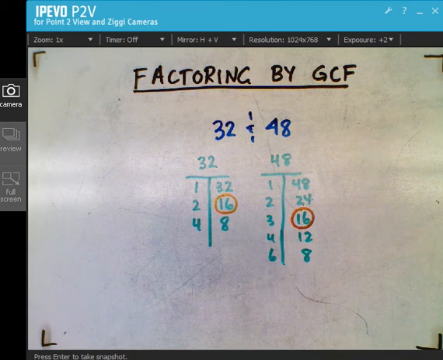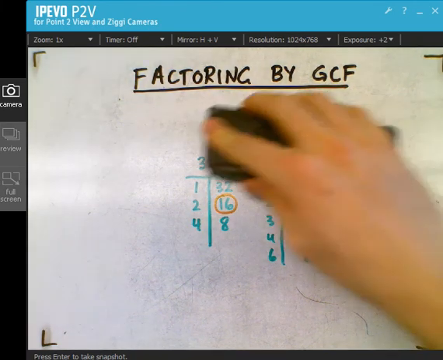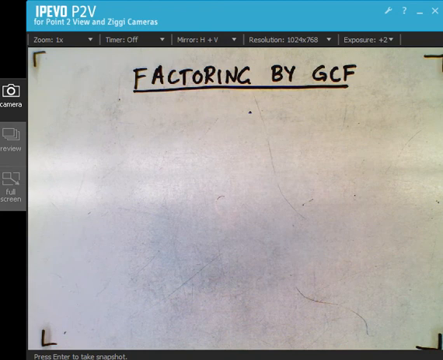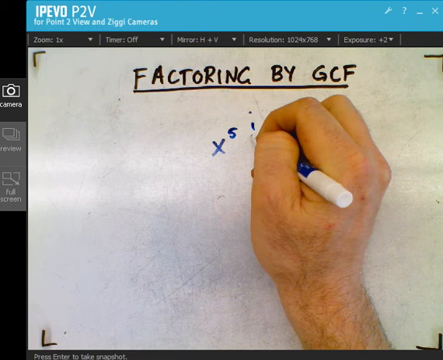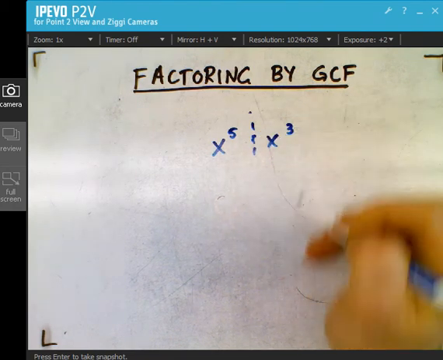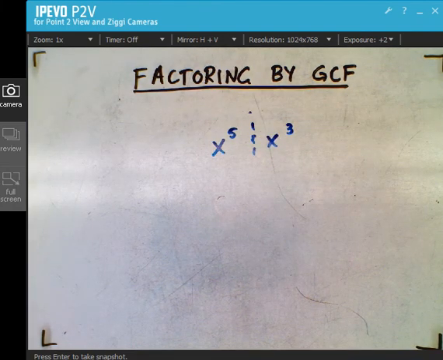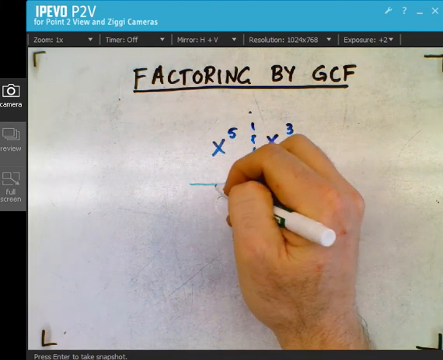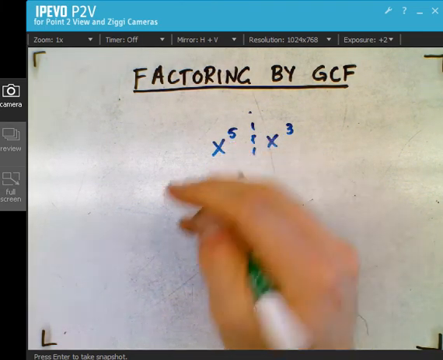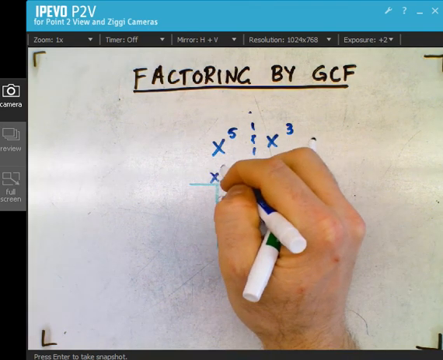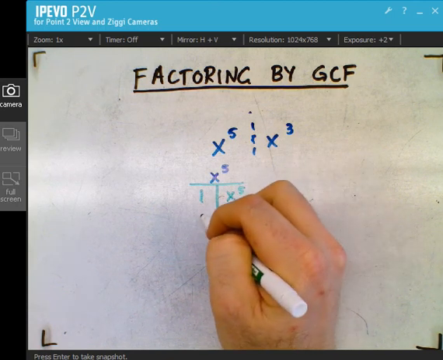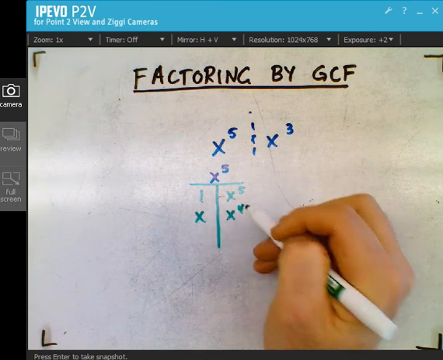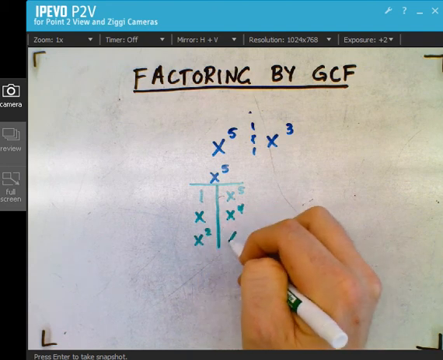So that's how we do that for numbers, but we also have to be able to do this for variables because we're going to be dealing with variables as well. So if I asked you to find the greatest common factor between x to the fifth and x to the third, you would follow the same process. My factors for x to the fifth are 1 and x to the fifth, x and x to the fourth, x squared and x to the third.